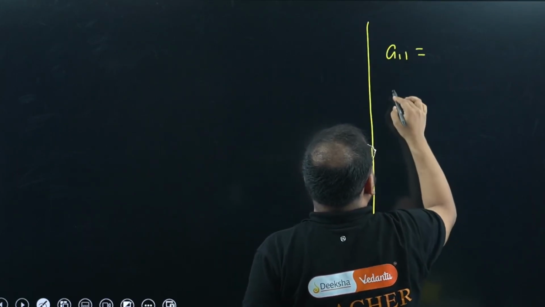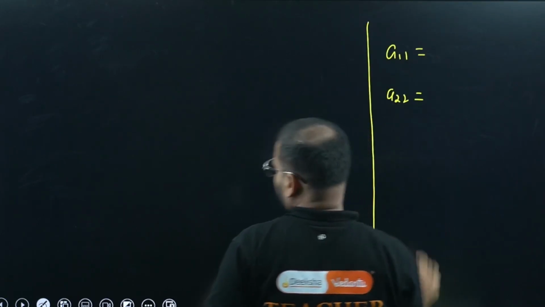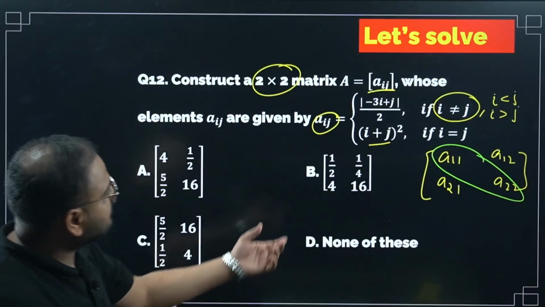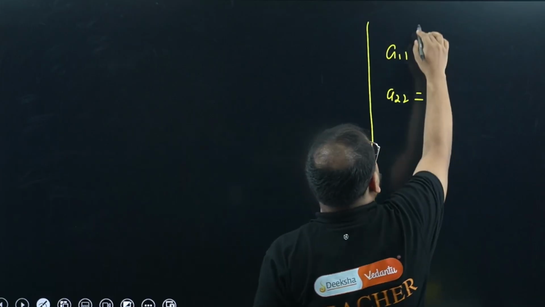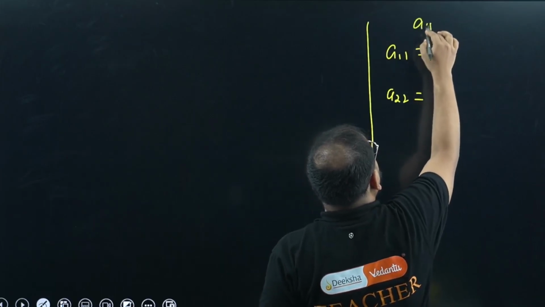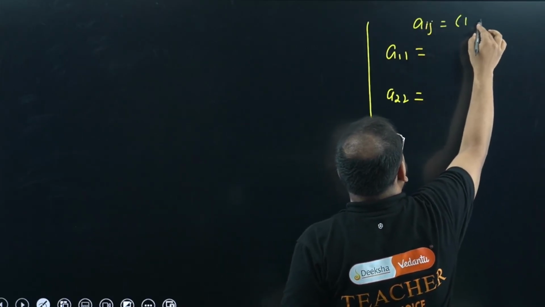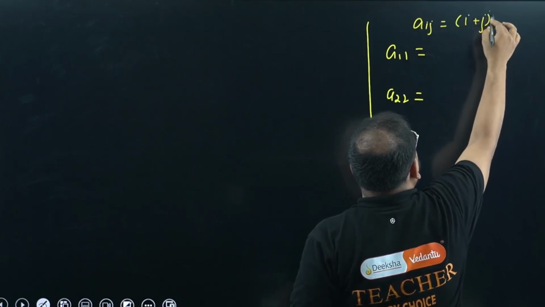A11 we are finding and A22 we are finding. For which one? For this. And what is the rule? I plus j the whole square. So for this, Aij is given by I plus j the whole square.